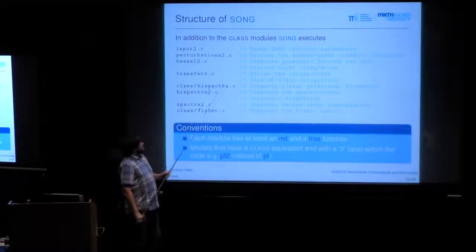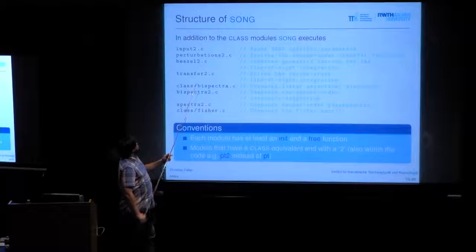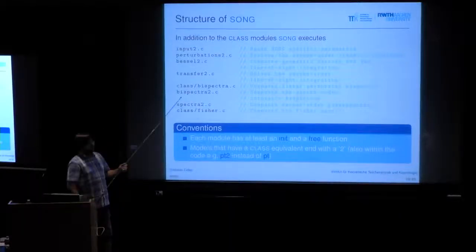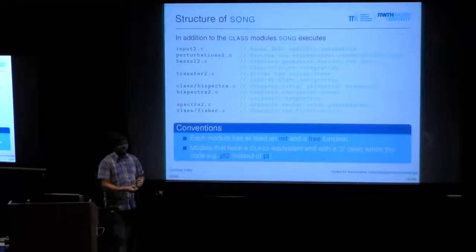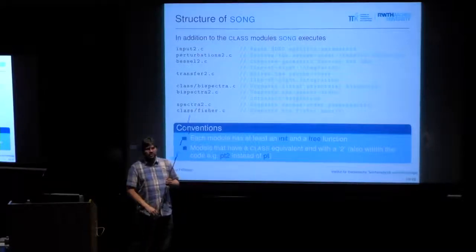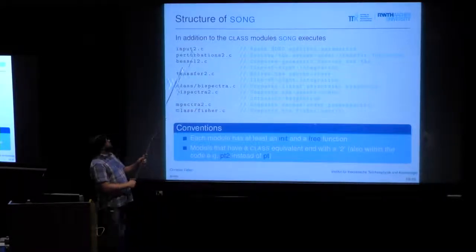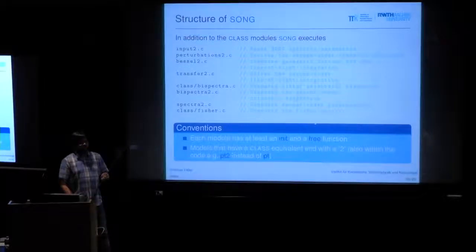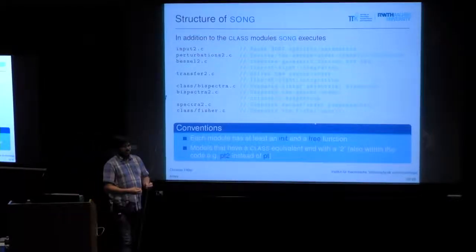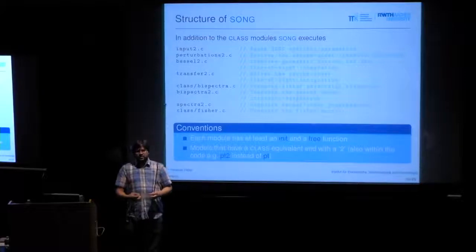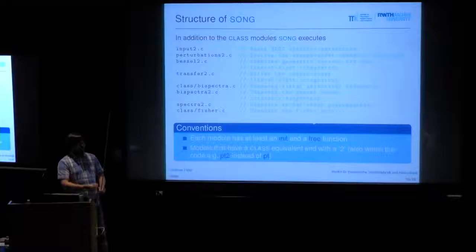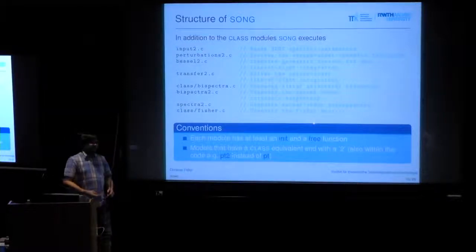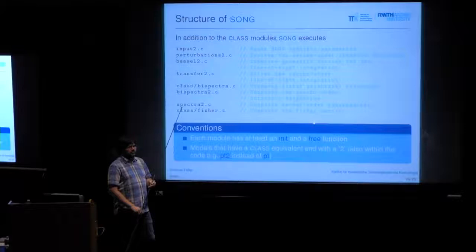So these are all of the modules that are contained in SONG that are not already contained in CLASS. So it starts with the input2.c. And the input2.c works exactly like the input.c of CLASS, with the only difference that the input2.c reads the SONG and the CLASS parameters. So when you call the code SONG, you just specify one ini and one pre file, which contains both CLASS precision parameters and CLASS input parameters and SONG input and precision parameters. And the code input2.c will just read both of them.